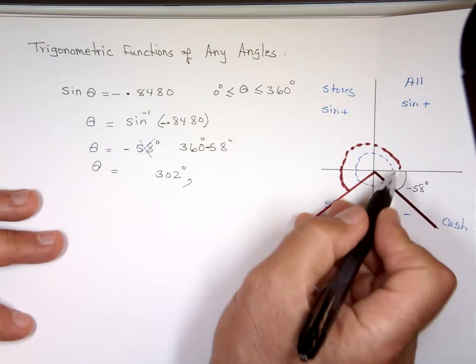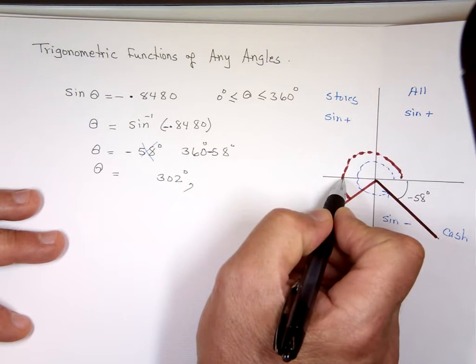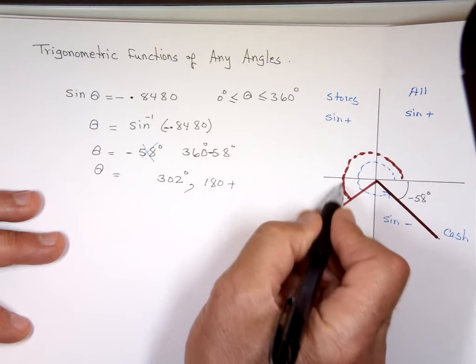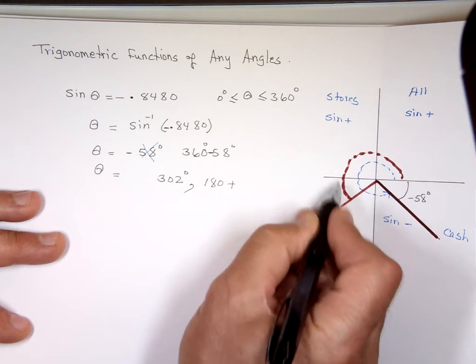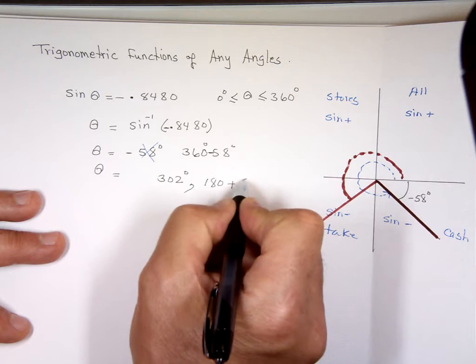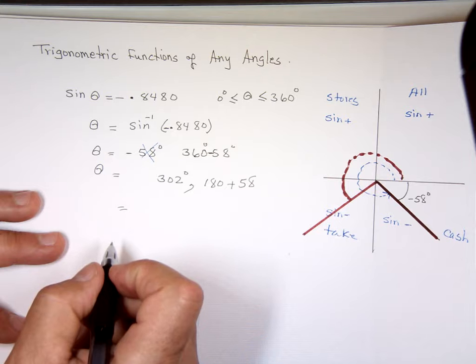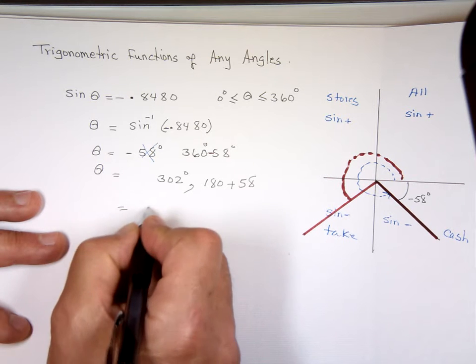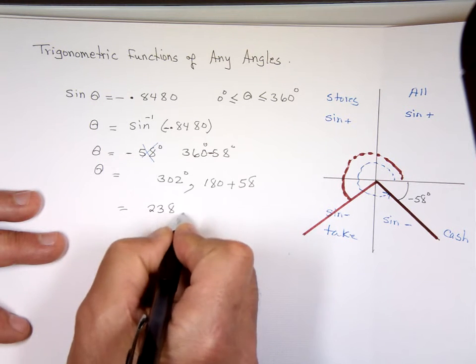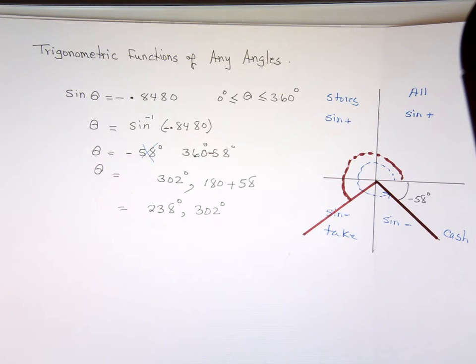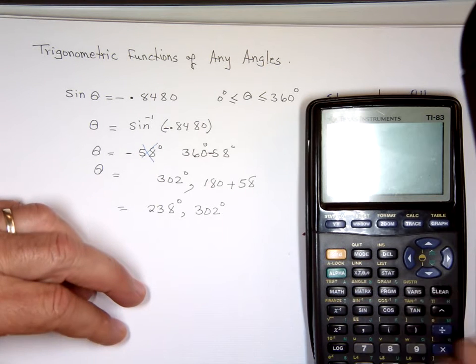Well, from here to here is what? 180. And you need to go beyond that by how much? 58. The size of this is the same as that one. So now, what's 180 plus 58? 238, is it? And 302. So both of these should have a sine equal to negative 0.848, or close enough, because I rounded the number.